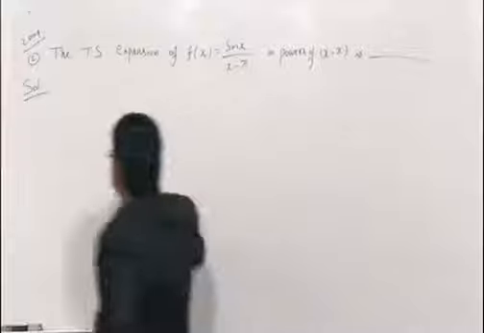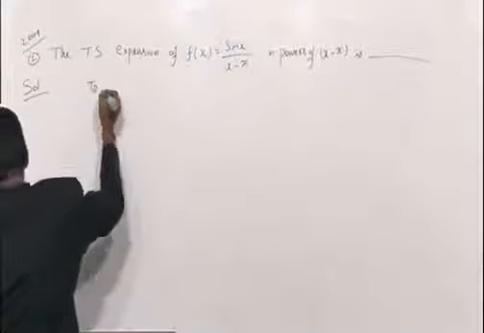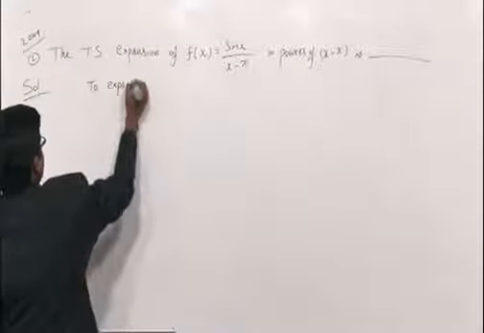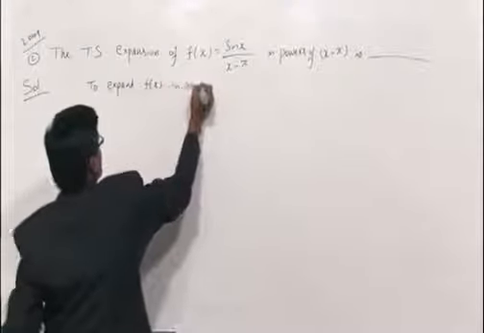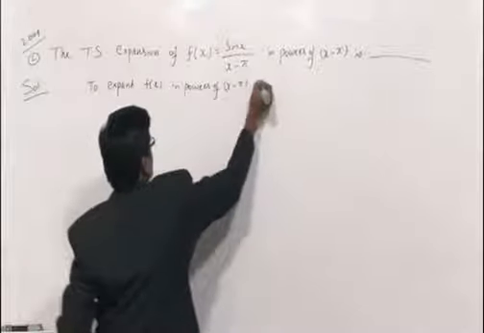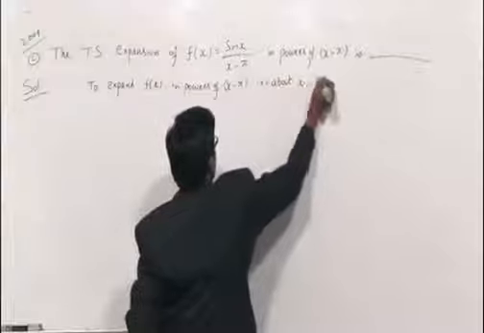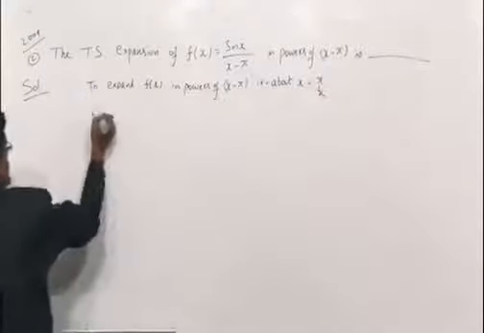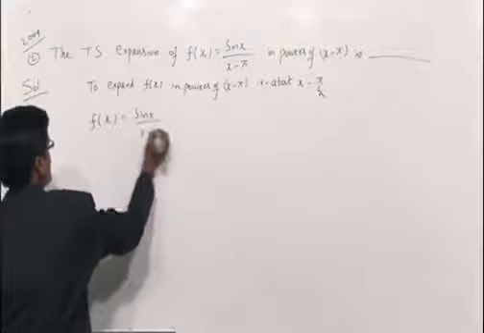So in such cases, to expand fx in powers of x minus pi, that is about x is equal to a, here pi means a. Now see the logic here: without finding derivatives, because that method is laborious.